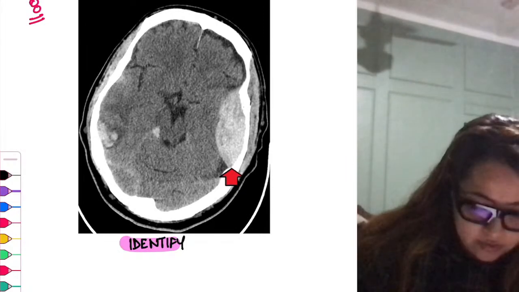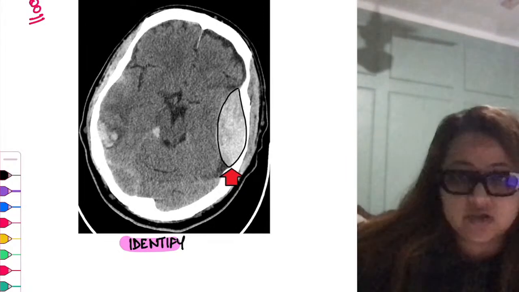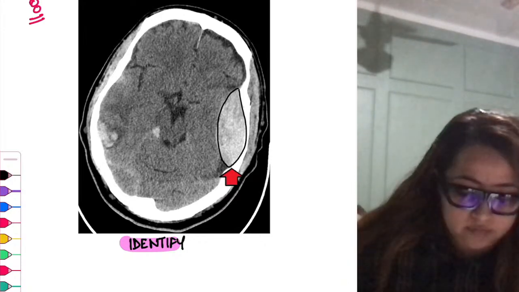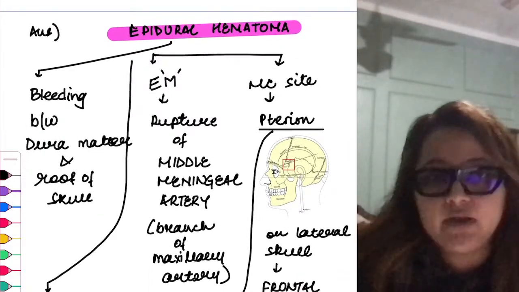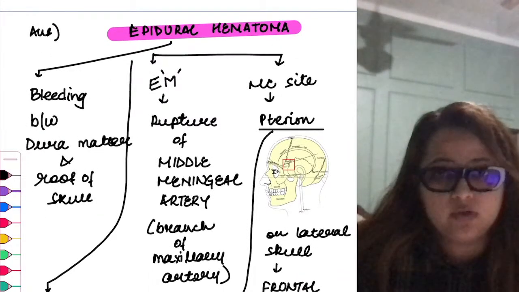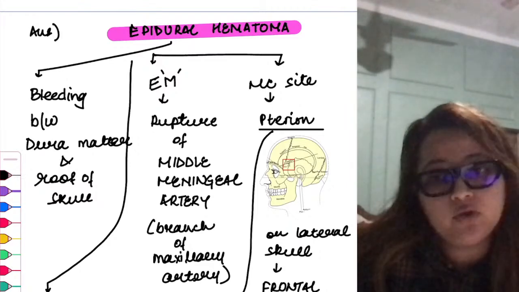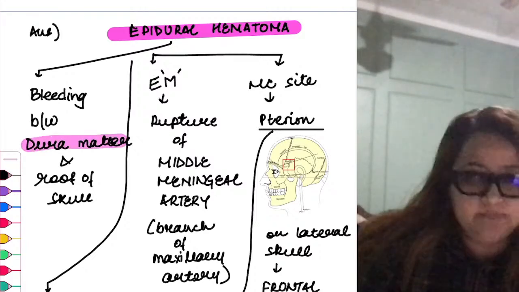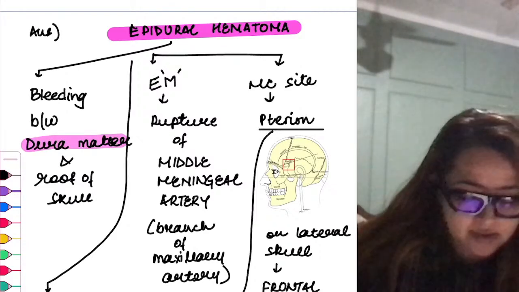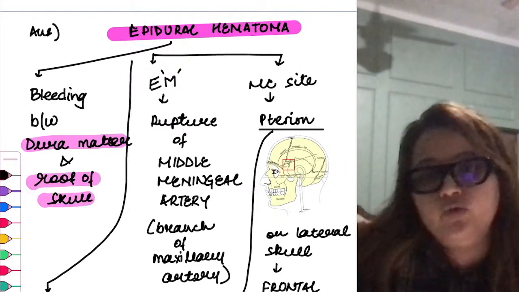First of all, look here. It's kind of lemon shaped or lentiform shaped. Okay. So let's discuss about it. This is epidural hematoma, not subdural, epidural. Sub means beneath or below the dura mater. Epi would obviously be above it. So epidural hematoma is the bleeding. Where will the bleeding take place? The bleeding will be between the dura mater and the roof of the skull.